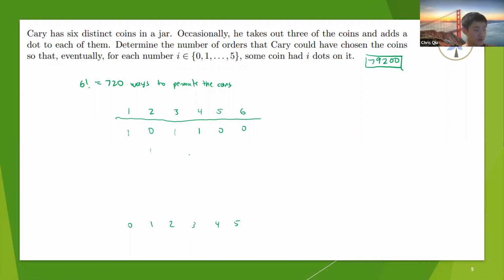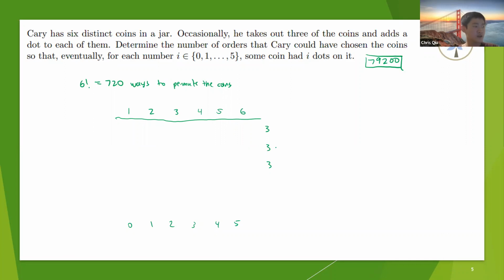And if we do this over and over again, we're going to get a grid where the sums of the columns are 0, 1, 2, 3, 4, and 5, and the sums of the rows are all 3. Because each time, on each occasion where he takes out 3 of the coins, he's going to take out exactly 3 coins. And so we basically have this table, and we want to enumerate the number of ways to create this table such that the columns have sums 0, 1, 2, 3, 4, 5, and the rows have sums 3, 3, 3, and so on.